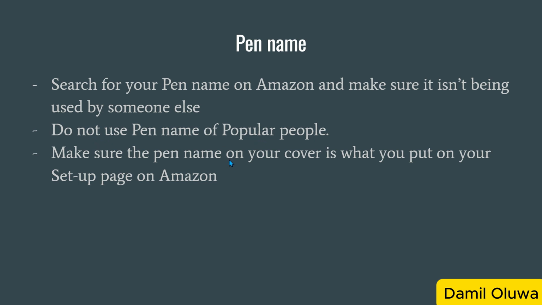And make sure the pen name on your cover is what you put on your setup page on Amazon. This is one of the mistakes most people make. On their Kindle cover or paperback cover, they have a name, and on their setup page on Amazon, they input another name under the author's field. That will lead to blocking automatically. And make sure there is no spelling error between the two. So everything needs to align.